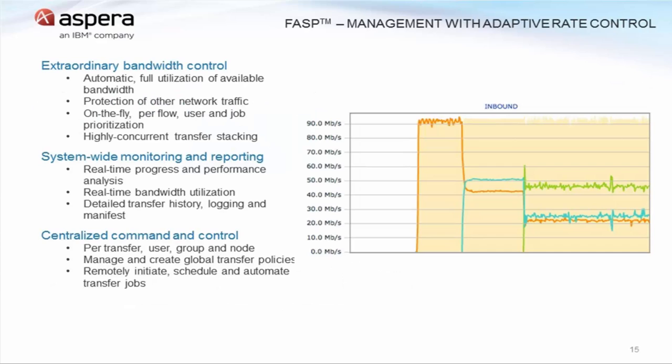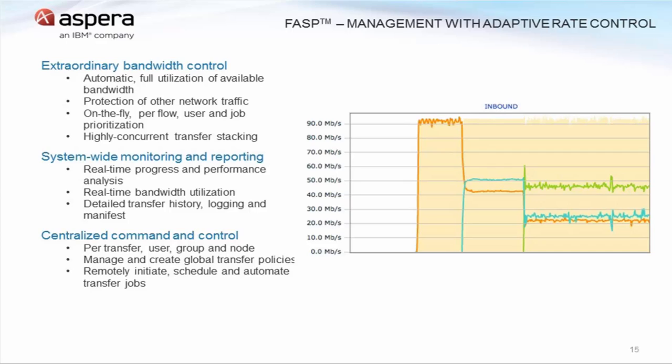So one of the things I want to get into is our adaptive rate control here. We have the ability to control the bandwidth that we consume, as I've mentioned before. It can be done on the fly. It can be done per flow, or it can be done by job prioritization.